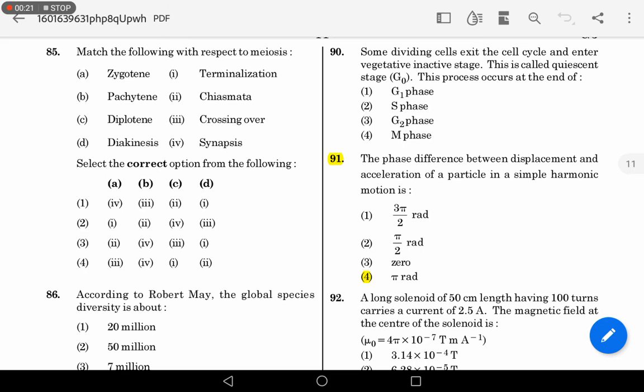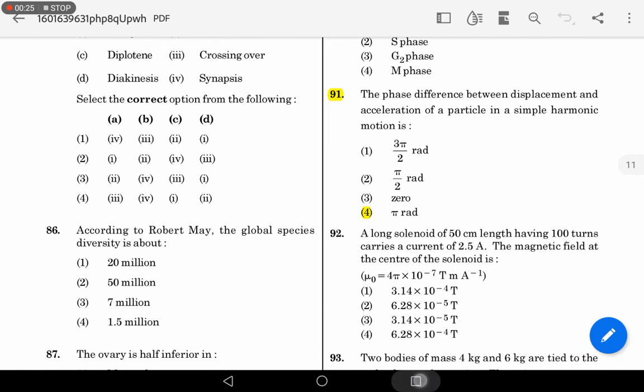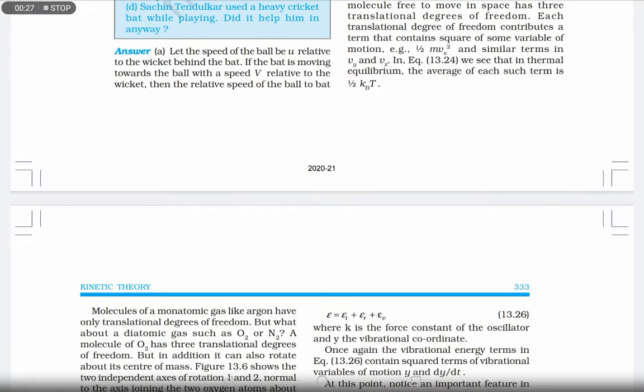The phase difference between displacement and acceleration of a particle in simple harmonic motion is pi radian. I'll show you the proof.